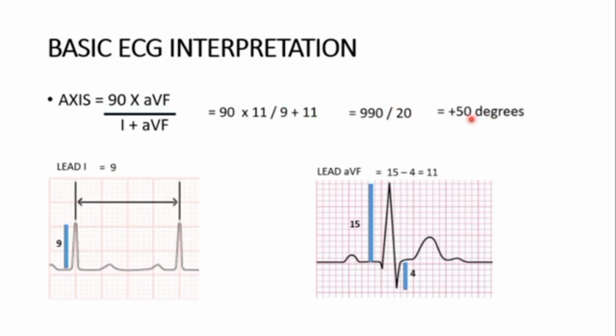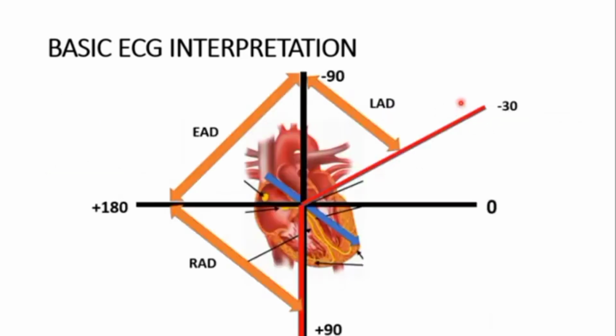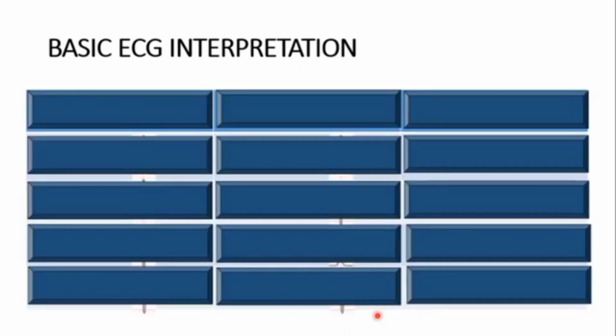Now if you plot this 50 degrees in the diagram before, it falls under the normal axis, between minus 30 and plus 90. But if you see, this method takes quite a long time. You can do this in an emergency situation. So let's see how to easily crack this.